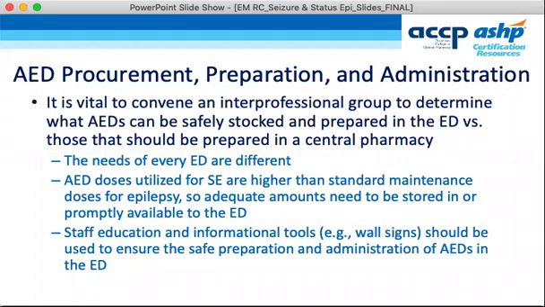But what should happen is you should convene an interprofessional group to determine the optimal agents and administration and what can be stocked in the ED versus what should be prepared in central pharmacy. Okay. Remember, doses that we give for status are going to be higher than your standard maintenance dosing. So when it comes to stocking, you may need to increase your PAR levels to ensure you have an adequate amount. And lastly, staff education and informational tools should be utilized to ensure the safe preparation and administration of antiepileptics in the ED.